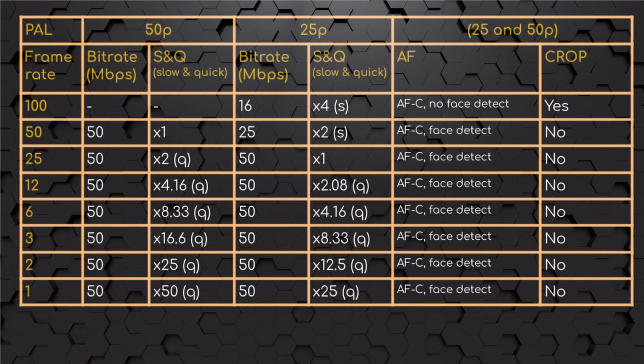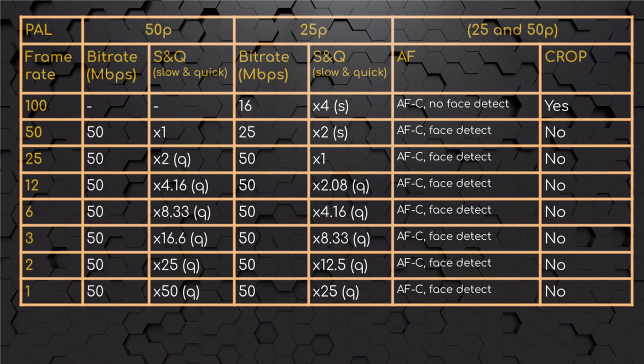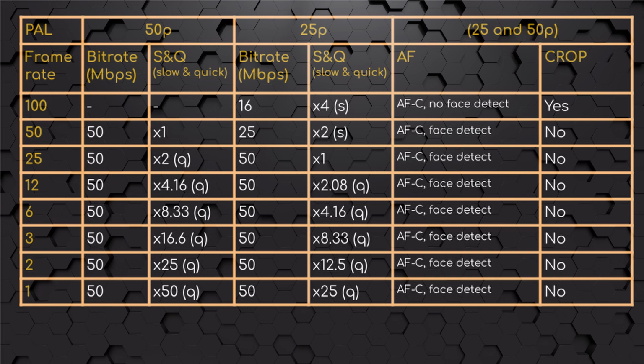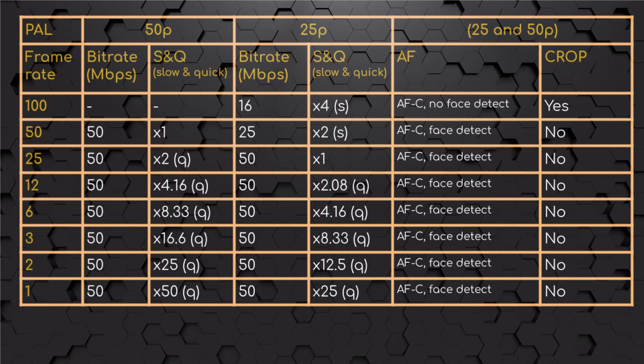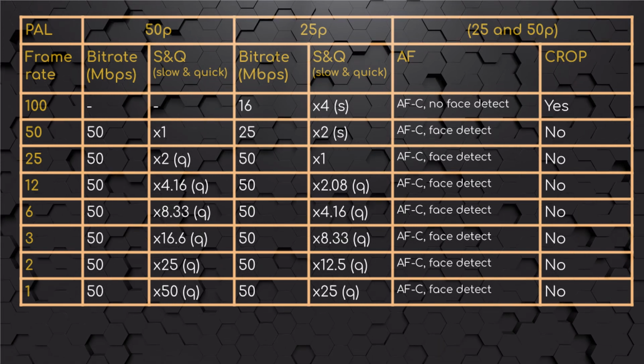And now for the details, I'm going to have to look at my notes, but frame rates from 1 to 25, you have 50 megabits per second in both conforming to 50 and 25 frames per second. At 50 frames per second, you get 25 megabits per second when conforming to 25, and 50 megabits per second when conforming to 50, which is normal speed anyway. And now again for the exception, which is 100 frames per second.